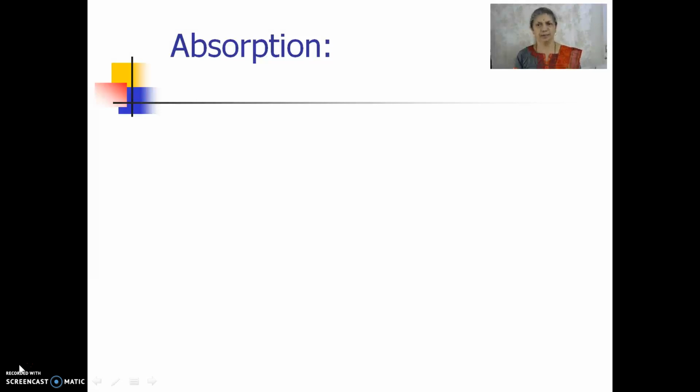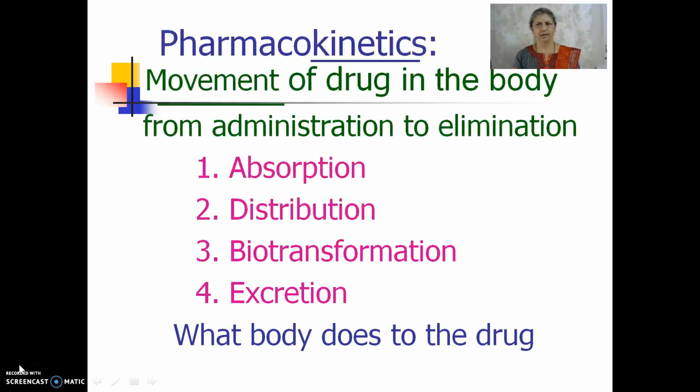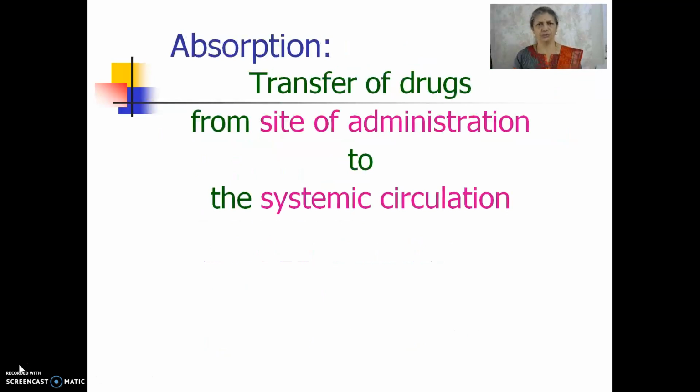Of course, please bear in mind that though we have numbered them as 1, 2, 3, 4, it's not that first all drug will get absorbed, then distributed, then undergo biotransformation or excretion, because the moment drug enters the body, all these other processes also start. So coming back to absorption, which is entry into systemic circulation from whatever be the site of administration.